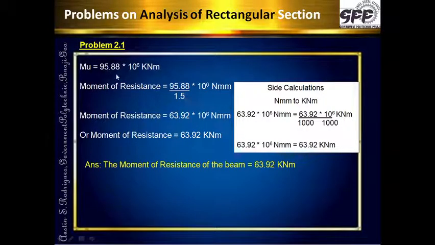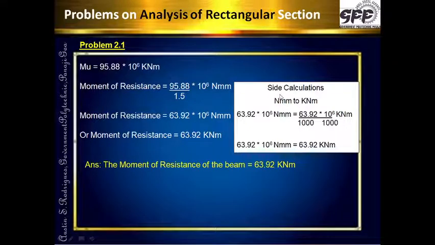So 95.88 into 10 raised to 6 divided by 1.5, this is in Newton mm, over here it is correct. Okay, this value, the moment of resistance, is 63.92 into 10 raised to 6 Newton mm. So the moment which this beam can resist is 63.92 into 10 raised to 6 Newton mm. Now I want to convert this to kilonewton meter.